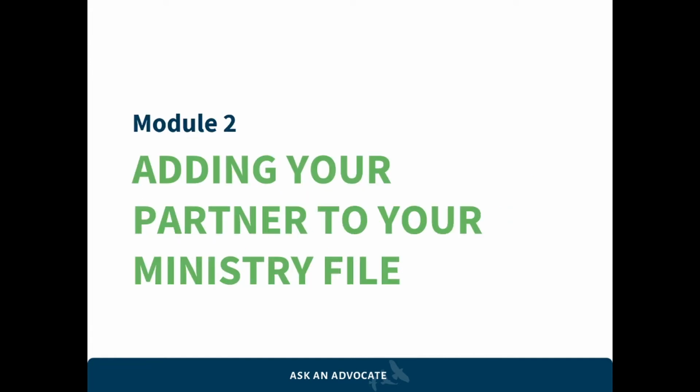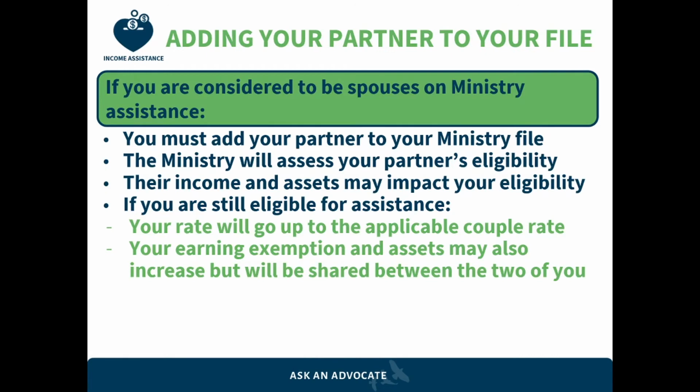This section is on how to add a partner to a ministry file and what happens once a recipient does. Once a recipient meets the ministry's definition of spouse, it's important that they add their partner to their ministry file. The ministry will assess their partner's eligibility, and their income and assets may impact the recipient's eligibility. If the recipient is still determined as eligible for assistance, their rate will go up to the applicable couple rate.